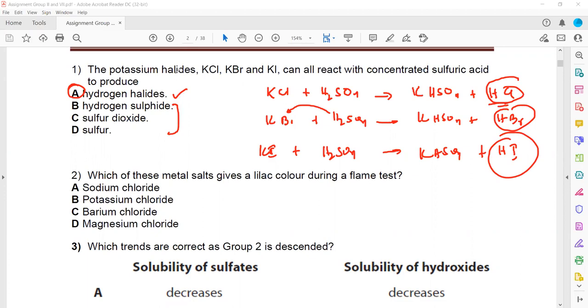But hydrogen chloride cannot reduce sulfur to a lower oxidation number. That's why chloride ions are not good reducing agents. As it cannot undergo further reduction of the sulfur in sulfuric acid, we don't get any of these products. So the product which is common when all three react with sulfuric acid is hydrogen halide. Is it clear? Question 1.